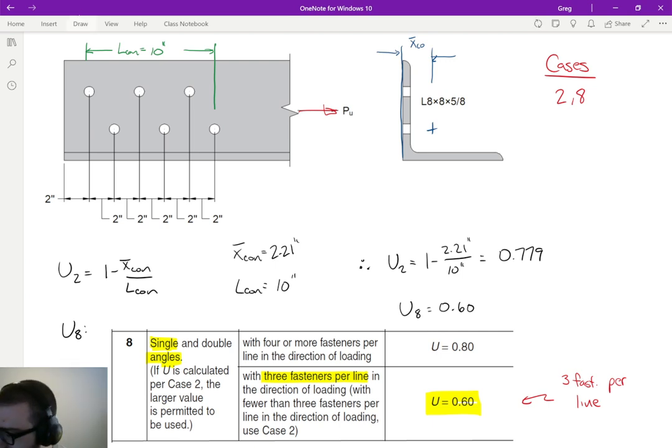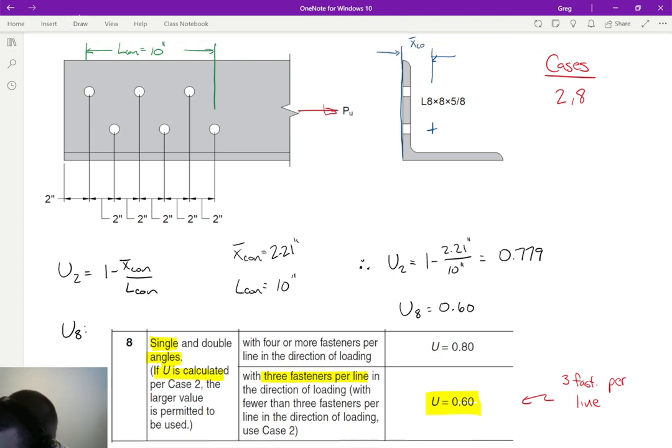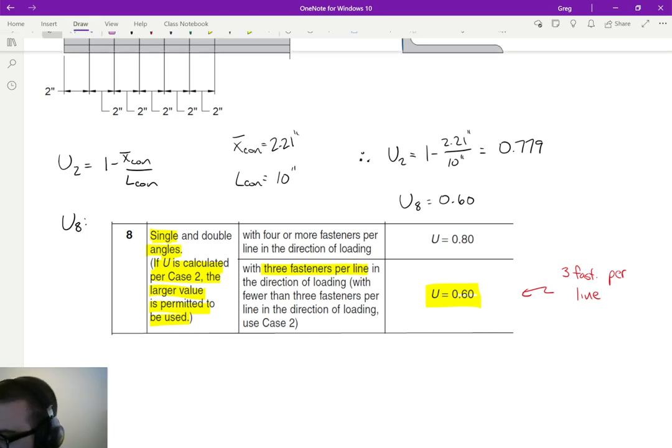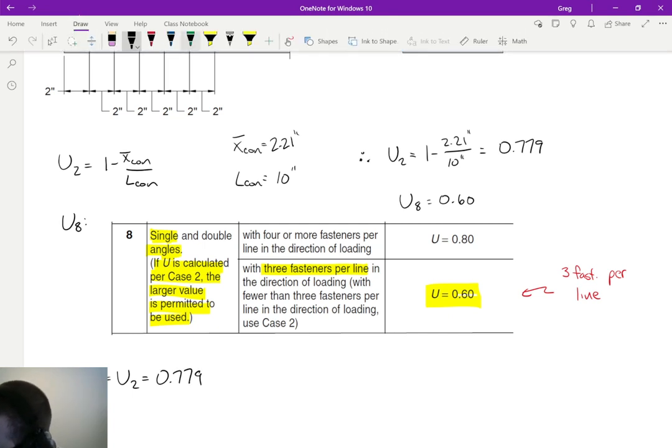Now, there are 2 shear lag factors. Which one do we use? Read this right here. If U is calculated per case 2, the larger value is permitted to be used. What that's essentially saying is that these are empirical. They are simple but accurate, but every now and then you have to curve fit that expression. The spec is saying that if you computed per case 2, you could go ahead and use that one, and that's the one you're permitted to use from a capacity standpoint. So in those instances, because we're using the larger value, U is U2. And so that's going to be our response.